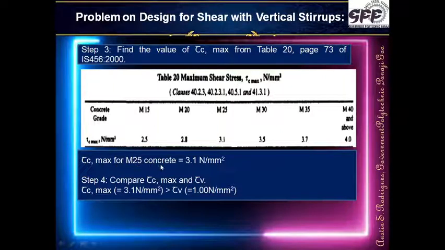Tau C max for M25 concrete is 3.1 Newton per mm square. Now we go to step number 4, compare tau C max and tau V. Tau C max is 3.1 Newton per mm square and tau V is 1 Newton per mm square. So the maximum stress the concrete can take before collapse, that is 3.1, is much greater than the nominal shear stress which is coming on the beam.